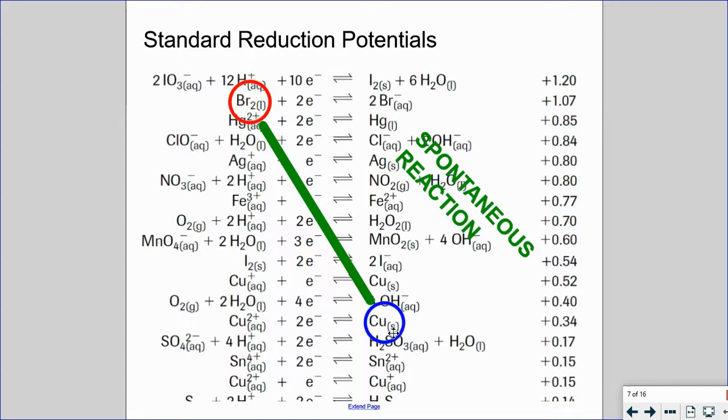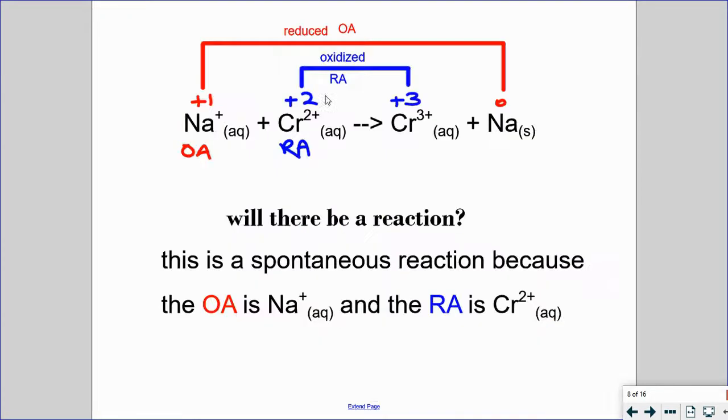So the copper solid is our reducing agent and the bromine is the oxidizing agent. Liquid bromine and solid copper. The oxidizing agent is higher than the reducing agent. This is a spontaneous reaction. The next example is shown here. Find the oxidation numbers.